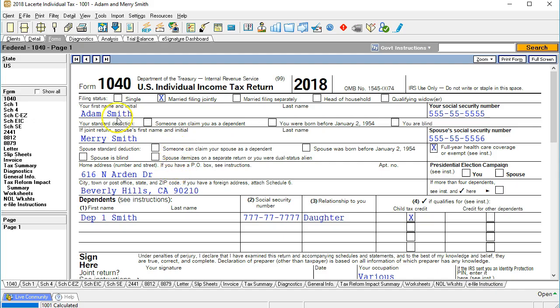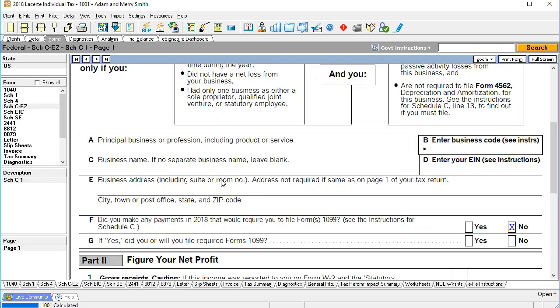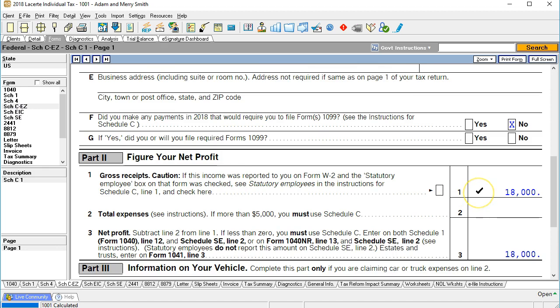Let's see if we can break that down a bit. Here's our test 1040. Once again, we have the married taxpayers, and we have the one dependent. Now we're saying that they have a Schedule C, which would be business income. So one of our spouses now has a Schedule C. We just have a Schedule C EZ. And let's say that they earned $18,000 on the Schedule C. You would think that that would just be the amount.